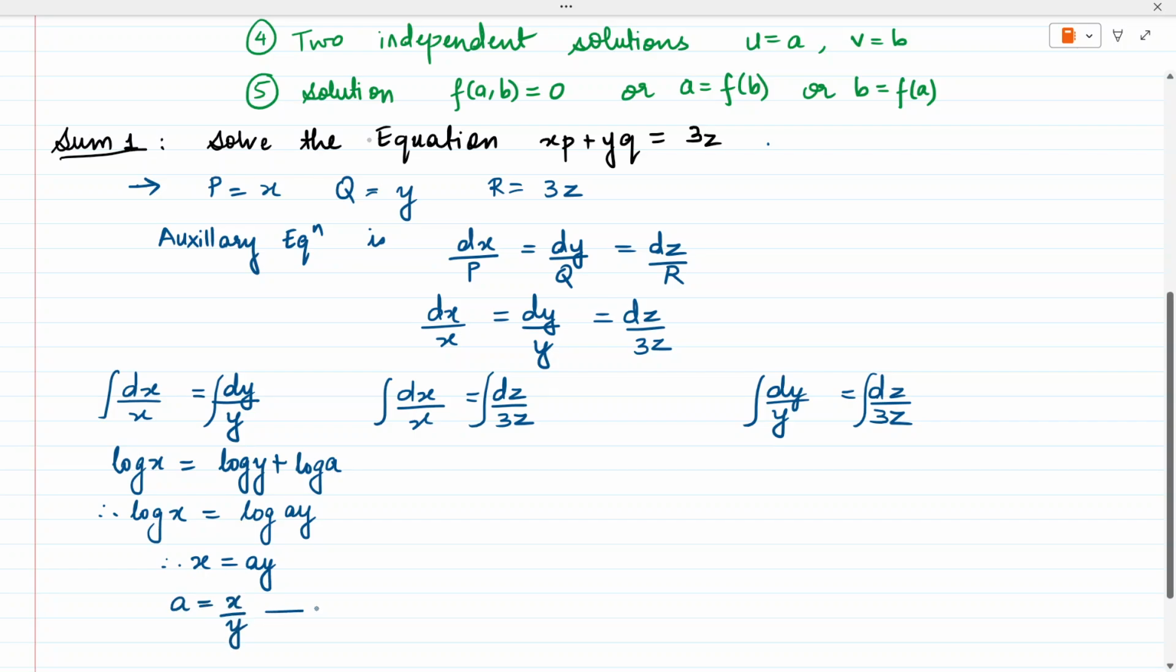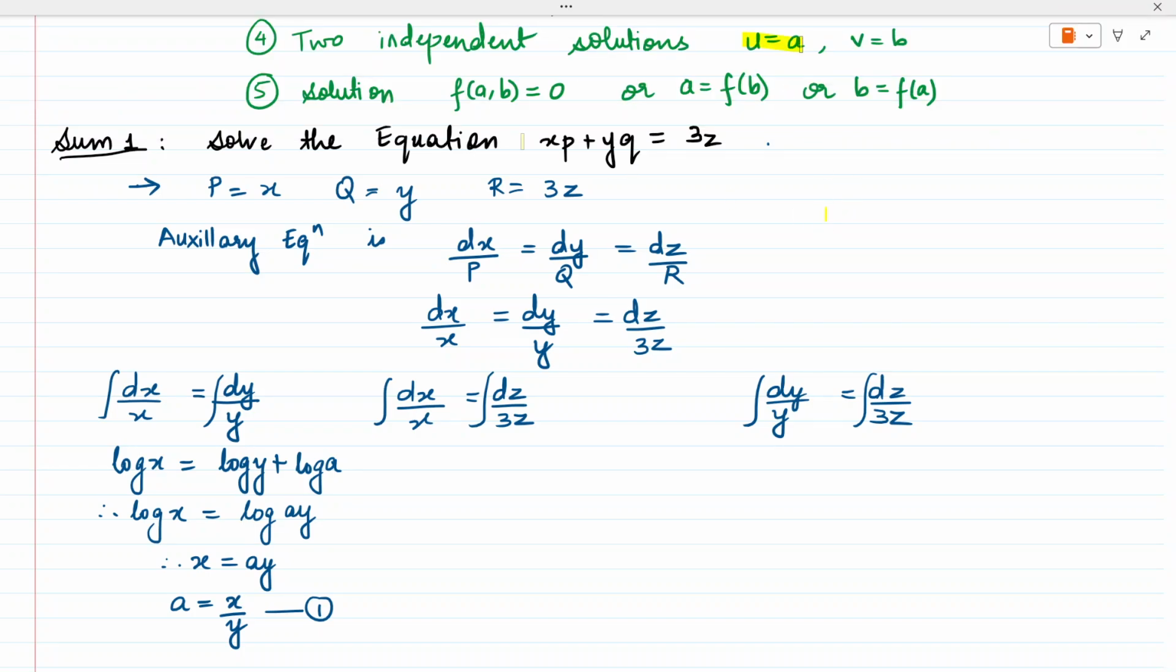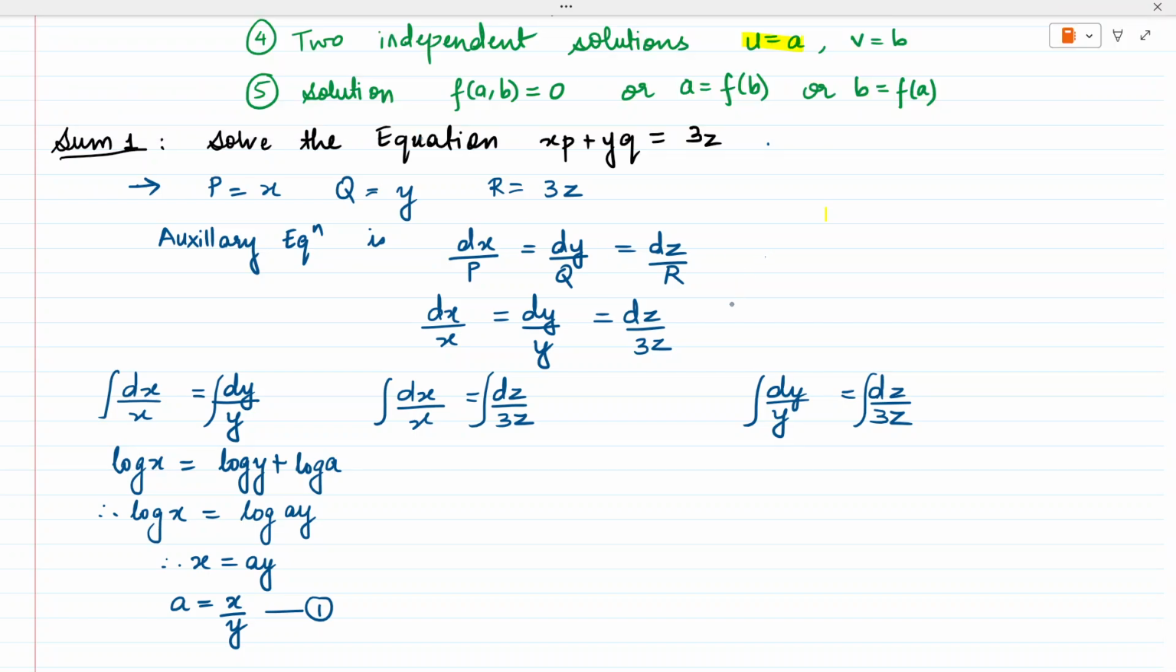Is this okay with everyone? Any doubts? We were supposed to find two independent solutions. One is of this type, a function equal to a constant. How did you get log a? How can I get log a? You can introduce a constant, right? You require a constant. We have done this during ODE also.